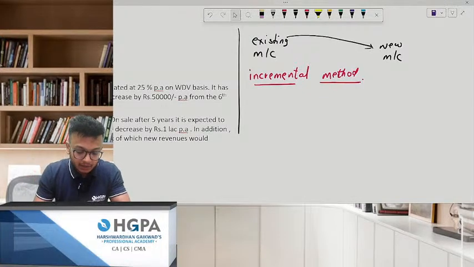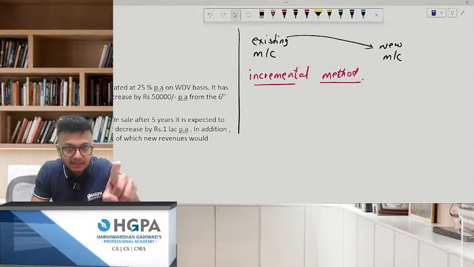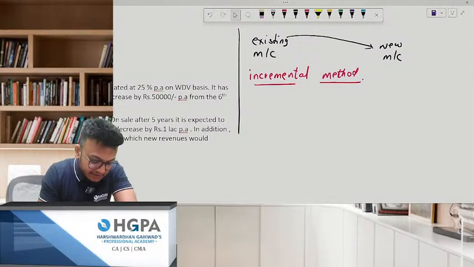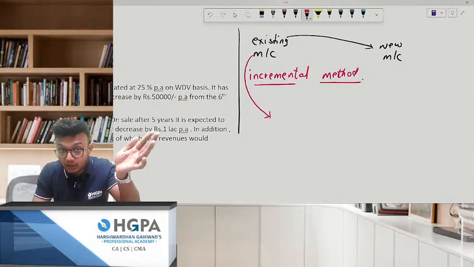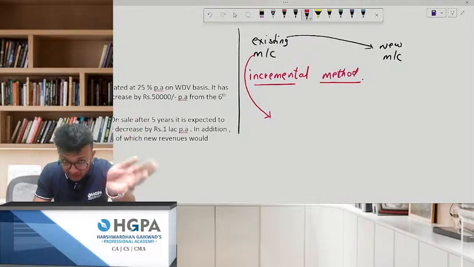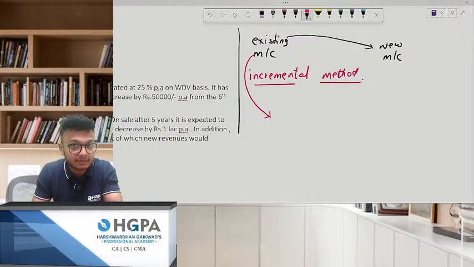Simple. If you are going ahead with this replacement concept, this means that this existing machine is already there in my premises. Yes, it is there. Have we bought the new machine? No, we have not bought it. We are thinking whether to buy it or not. That is why this concept is there.